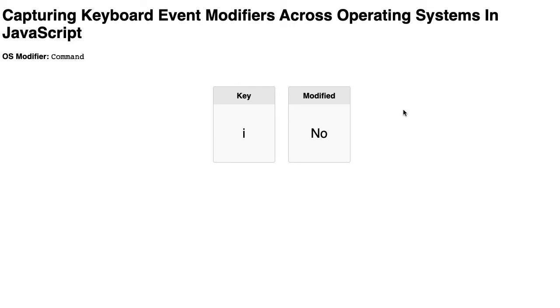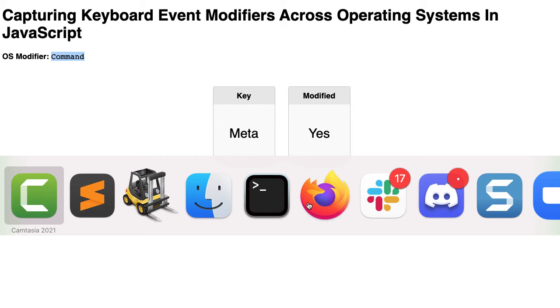Now, if I hit the meta key or the command key on my keyboard, you can see that the meta key is considered modified. And now as I continue to type, we can see that these letters are also being modified while the command key is being depressed. Now, because this is going to be different on Windows, we have to manage all of this stuff dynamically. So let's look at the code.